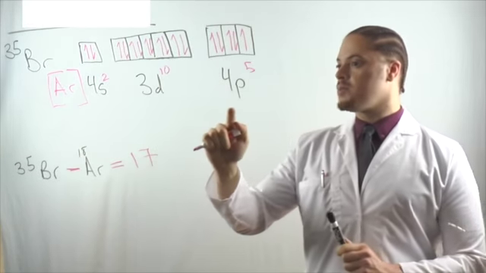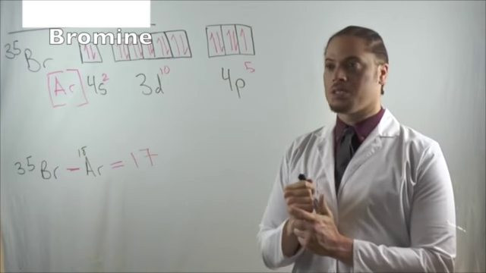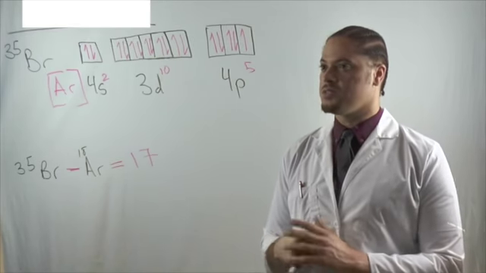This is the shorthand method of representing electrons on a molecular orbital diagram, and it's not too difficult.